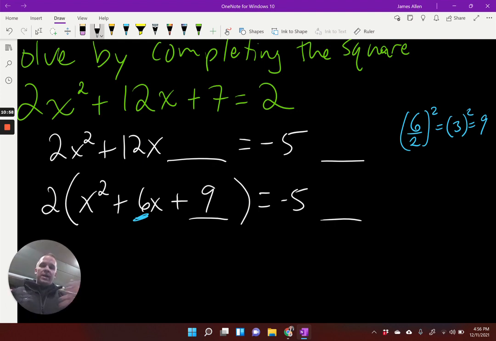Now, what do I add to the right-hand side? It's not 9. It's 2 times 9, because what I'm really adding also takes into account that 2 that I took out. 2 times 9 is 18, so I'm adding 18. Cool? All right. Let's keep moving.